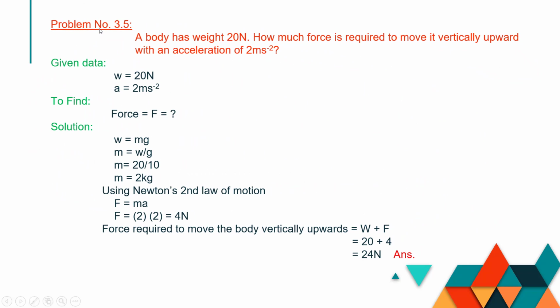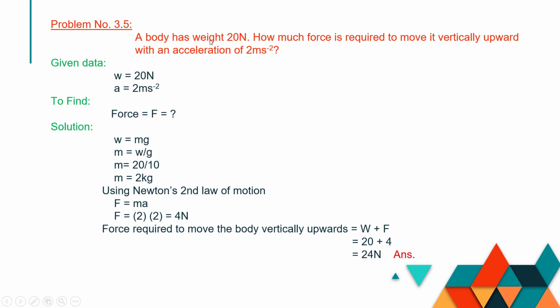Next is problem number 3.5, which is a body has weight 20 Newton. How much force is required to move it vertically upward with an acceleration of 2 meter per second square? In the statement, we are given the weight of the body and acceleration of the body, and we have to find how much force is required to move it vertically upward.